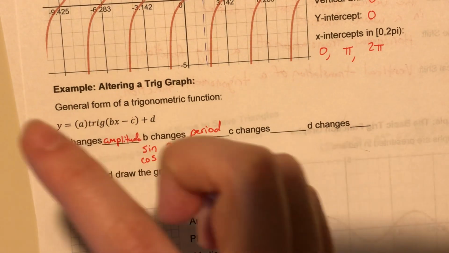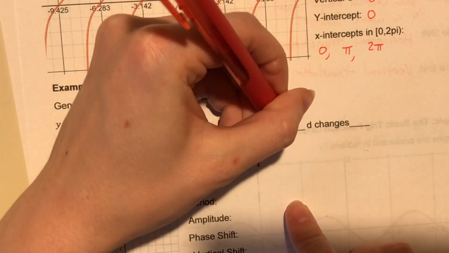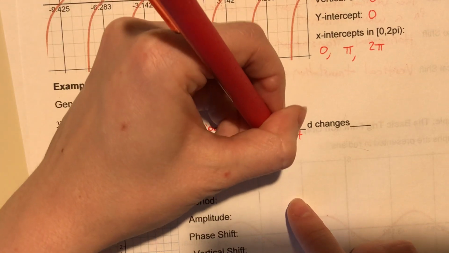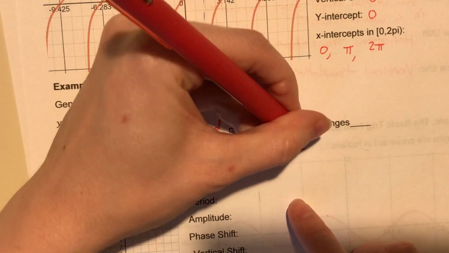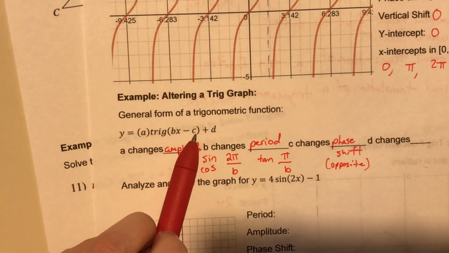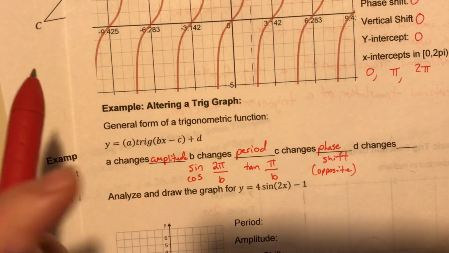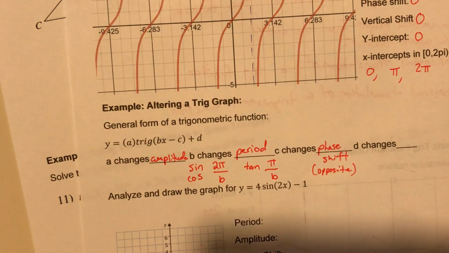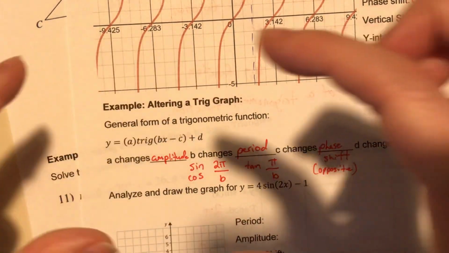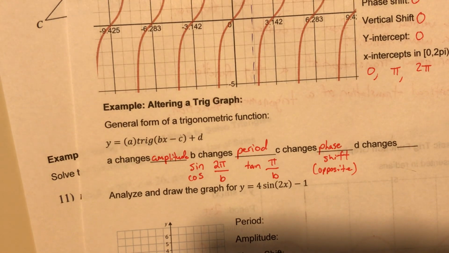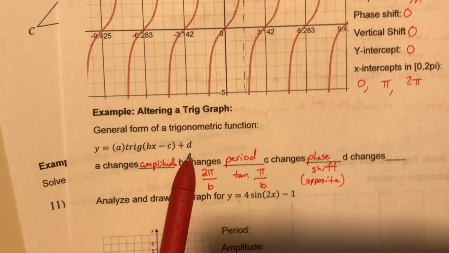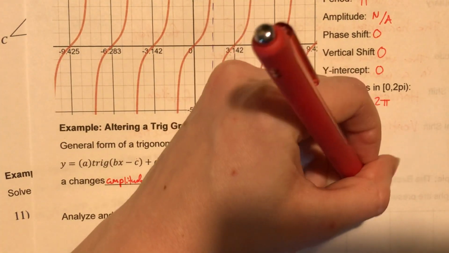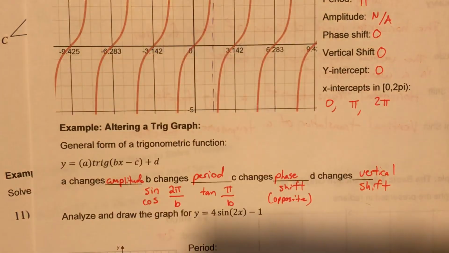The c value is what's going to move your graph left or right. So phase shift. And I'm going to put here opposite. We've seen this phenomenon before, where if our phase shift is inside a set of parentheses, then it's going to move opposite. So if we have -4, we're going to move to the right 4. If we have +1, we're going to move to the left 1. So we're changing that to be the opposite movement. And then d is going to change the vertical shift of your graph. So vertical shift.